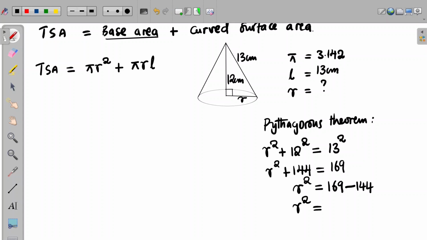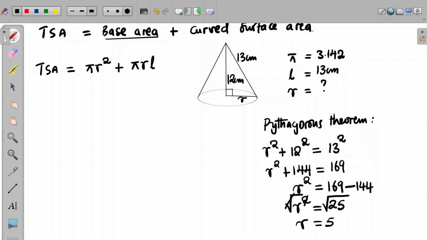So r squared is equal to, let me do this using the calculator I have. Let me first check 13. Okay, now 169 minus 144 will give us 25. Since we are looking for r, not r squared, we take the square root of both sides so that we get rid of the square. The square and the square root go, and we remain with r equal to the square root of 25, which is 5.